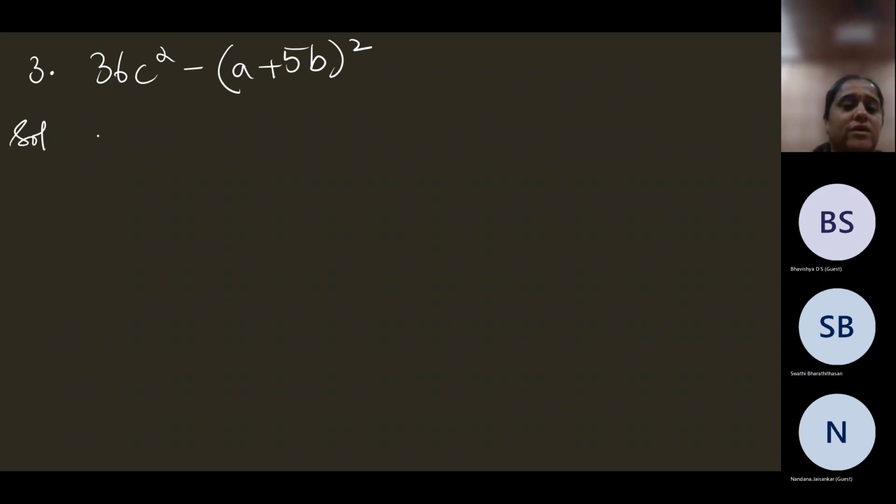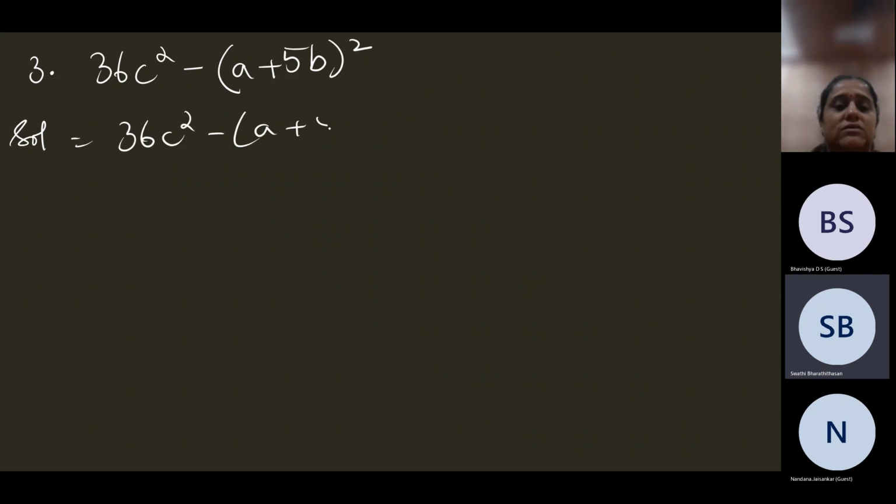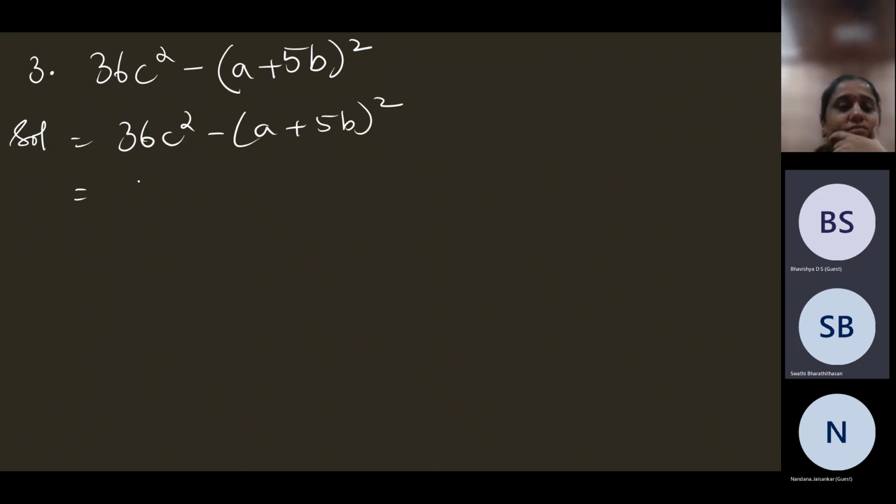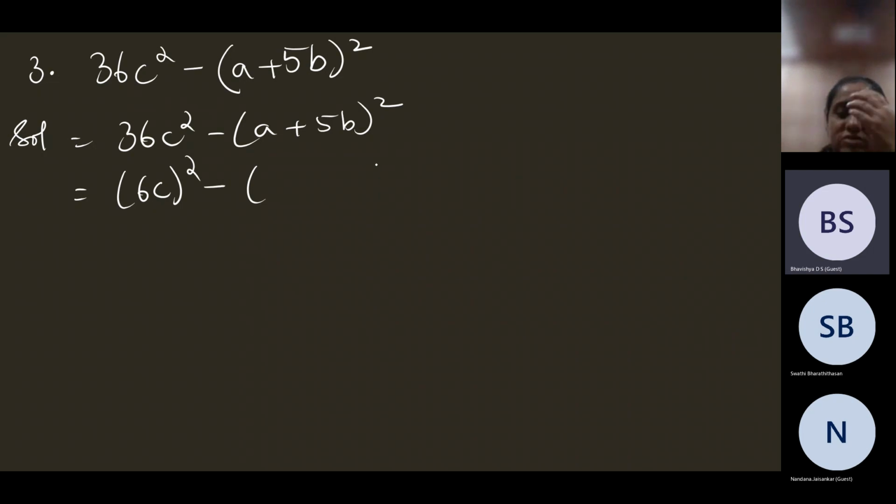All right, children. So let's write the given expression. Now A plus 5B, the whole square, is already like, say, Y square. So what do you do with the 36 C square? 6. And we write it as a perfect square. 6C the whole square, ma'am. Minus, should we expand this A plus 5B the whole square? Ma'am, we should write as it is, ma'am.